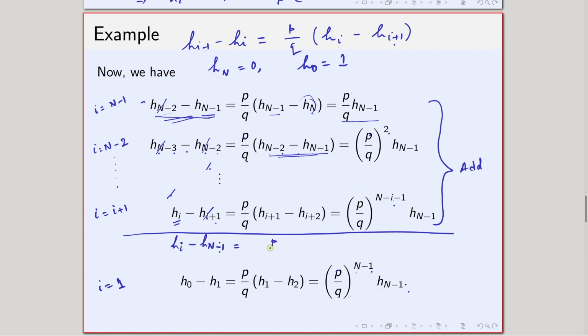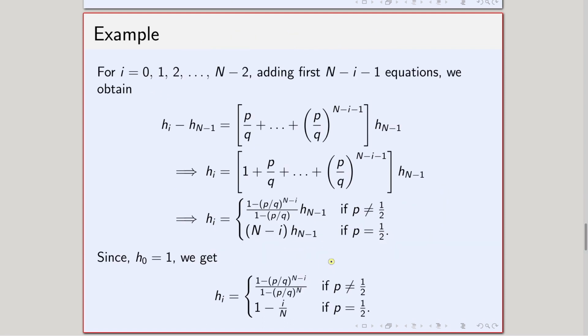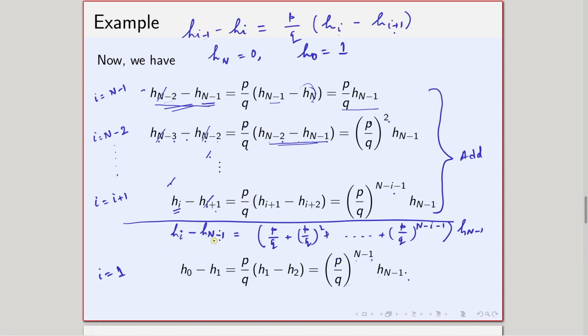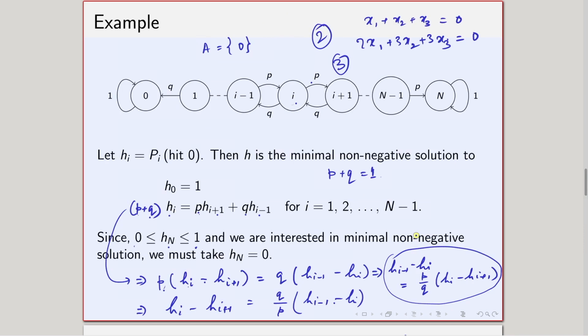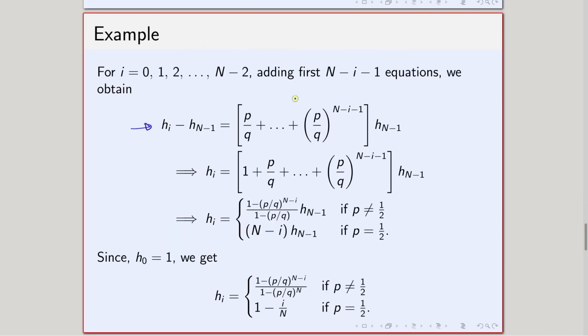I am left with P by Q plus P by Q square plus so on and so forth, finally P by Q whole to the power n minus i minus 1, multiplied by h n minus 1. That's what I am left with now, and exactly that's what I have written here: hi minus h n minus 1 is the same as the sum of this term multiplied by h n minus 1. That's what I have written here.